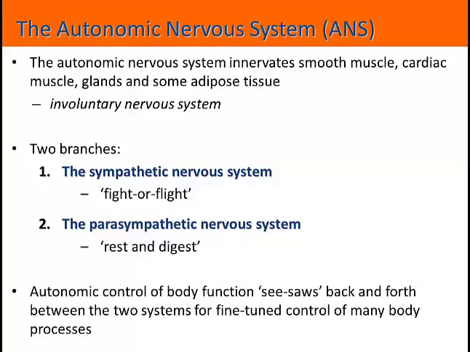Autonomic control of these functions often seesaws back and forth between these two systems for fine-tuned control. And so you might imagine that these two systems often have antagonistic control over specific functions. You might want to revisit my good friend Walter Cannon's postulates when you consider how the autonomic nervous system functions.